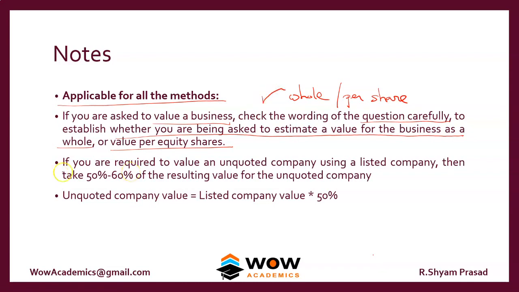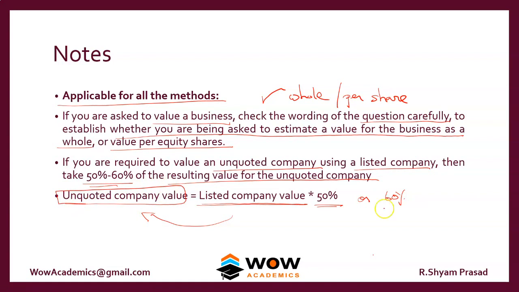If you are required to value an unquoted company using a listed company, then take 50% to 60% of the resulting value for the unquoted company. So if you are using a listed company to value an unlisted company and you used a method and got a value, out of that value take only 50 or 60% and get the value for the unquoted company. Okay, the question itself will mention whether it's going to be 50% or 60% that has to be taken, or if the question is not giving you, you have to assume some number, 50 or 60, and arrive at the value. So this is a very important note from the exam point of view.